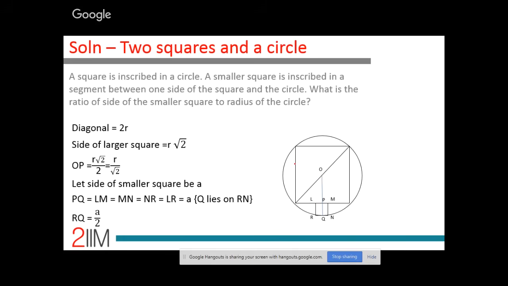What about, we know that OQ is the radius. OQ is not the radius. Q is on Rn, which is a straight line. OQ is not the radius. Q does not lie on the circle. Q lies on Rn.